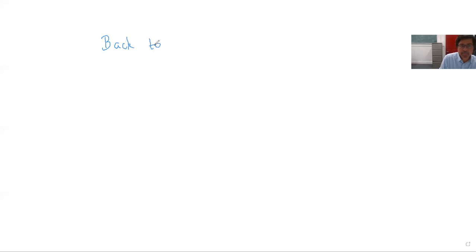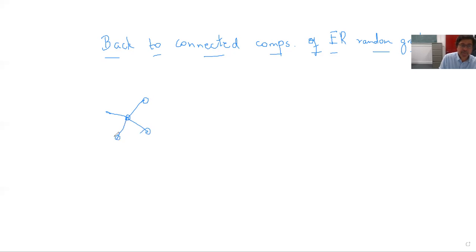Okay, so back to connected components of Erdős-Rényi random graphs. Okay, so we describe connected components by saying start with a vertex and start exploring its neighborhood. Look at how many neighbors it has. This is some random variable with a Poisson distribution. So we are looking at the Erdős-Rényi graph G(n, lambda/n). So the edge probability is lambda over n, and lambda bigger than 0 is fixed, doesn't depend on n. And we are looking at a sequence of such graphs as n goes to infinity.